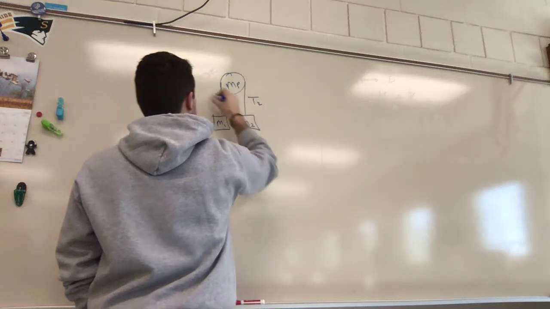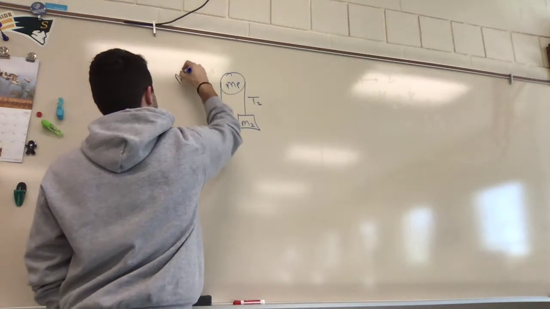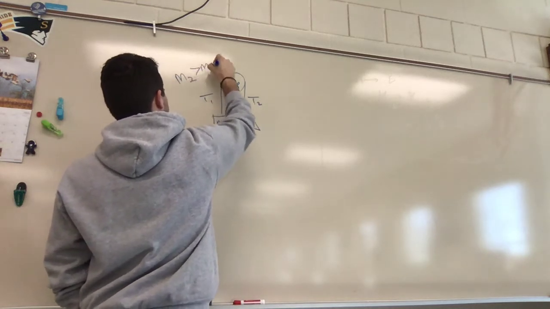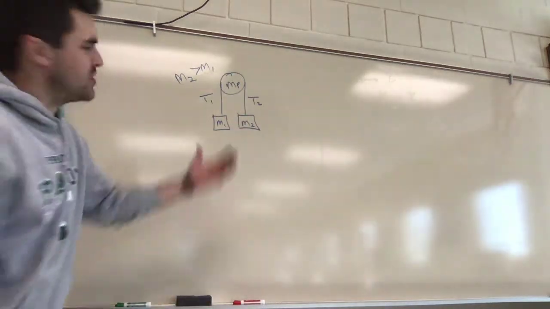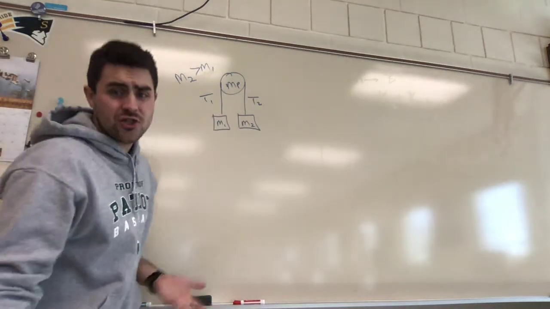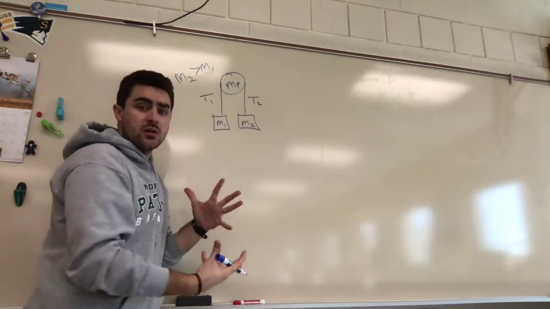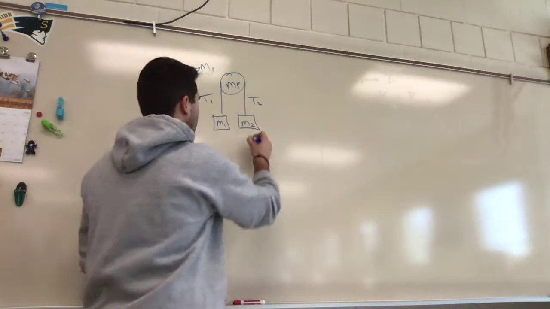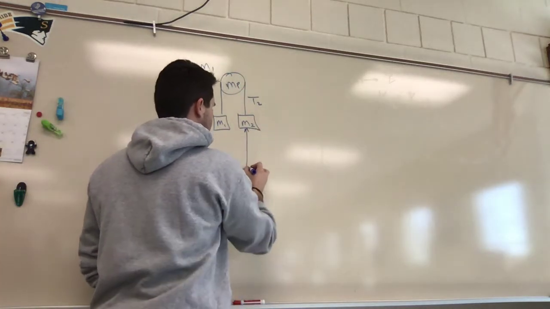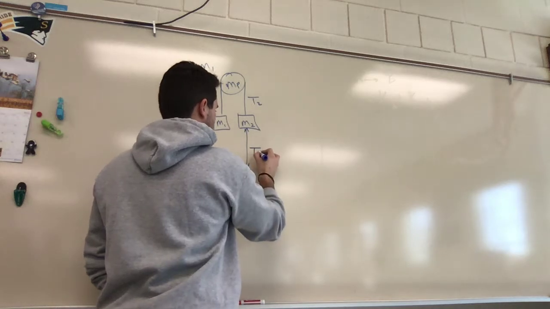This is T2. This is T1. Let's say mass 2 is larger than mass 1. My first question is, which tension is larger? If mass 2 is bigger, which way is the pulley going to rotate? Which way is the mass going to fall? Good. If you said T2 is bigger, you're absolutely right.